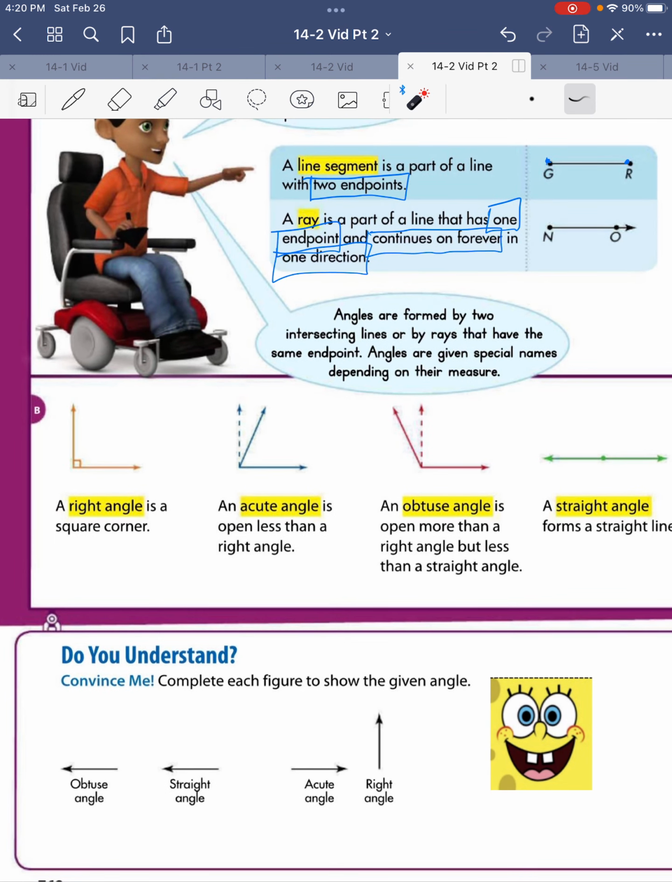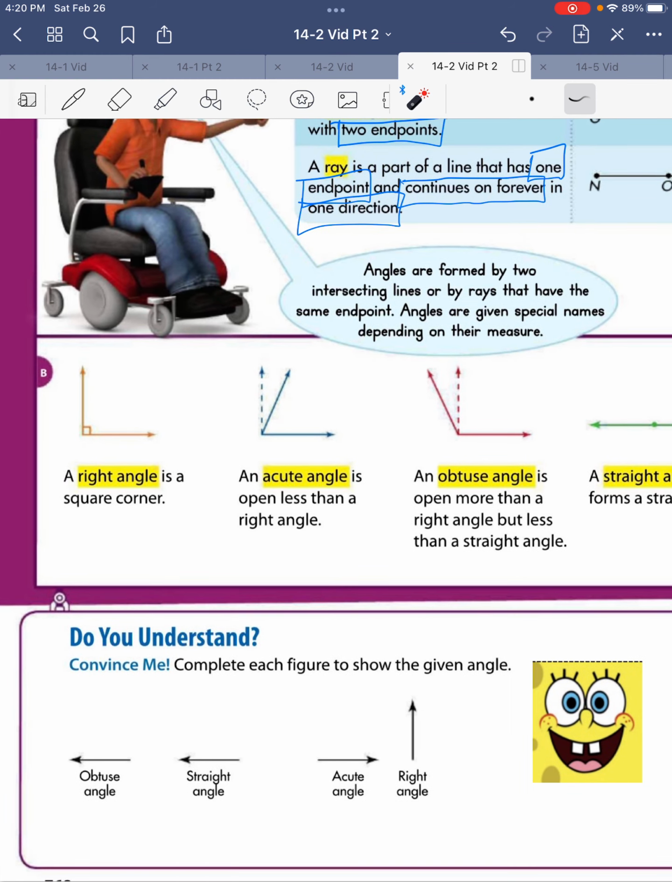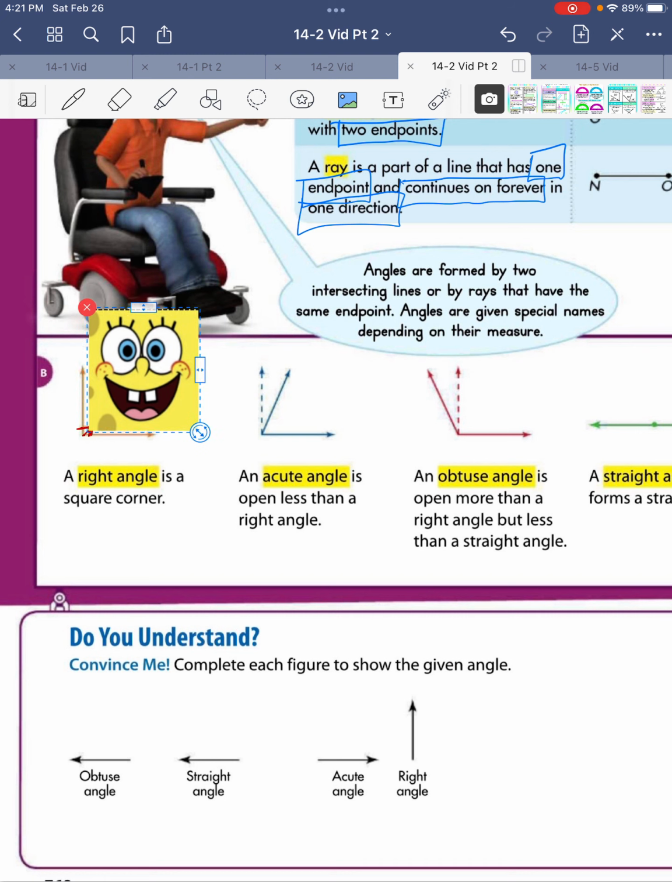So it says here, angles are formed by two intersecting lines or by rays that have the same endpoints. Angles are given special names depending on their measures, okay? So we're going to learn about our angles. Of course, we have the right angle. We know it's a right angle because it has a square corner, okay? I can also say that SpongeBob can fit perfectly in my right angle, so I know that's a right angle, okay?